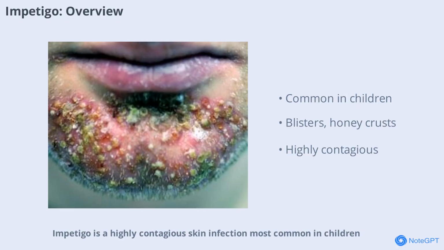Impetigo is a highly contagious skin infection, most common in children, caused by Staphylococcus aureus or Streptococcus pyogenes. It often develops around the mouth following minor trauma or poor hygiene. The infection starts as blisters that become pustular, then rupture to form honey-colored crusts. Patients may experience itching, fever, and swollen lymph nodes.